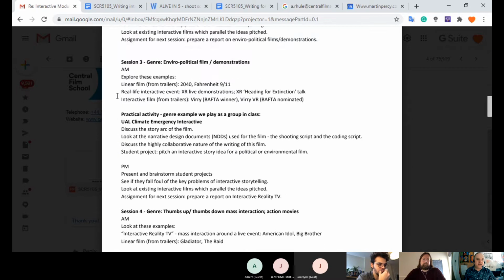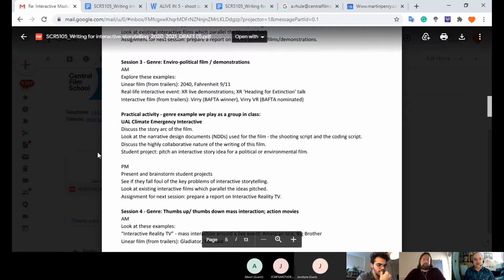What we will be doing in the next session, session 3, is looking at the genre of enviropolitical films or political films generally, and also the genre, if you like, which is demonstrations and actions. We'll explore some examples looking at linear films. We'll look at a trailer for 2040, which came out a couple of months ago, and is a nice new addition to the genre of environmentally aware films.